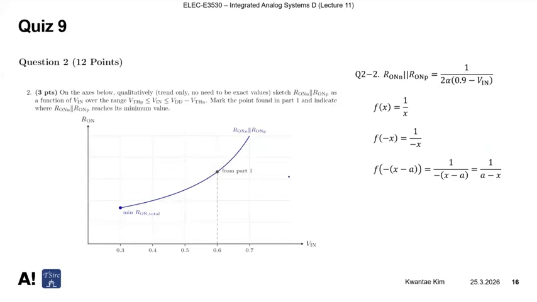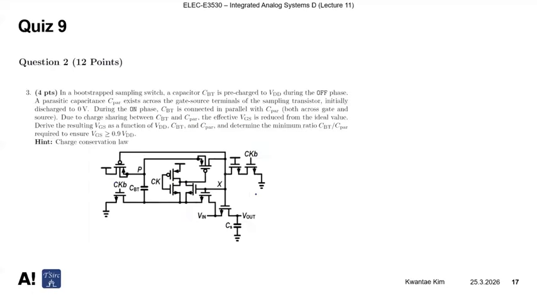So here, the parallel resistance is an increasing function, and the minimum value is definitely within this range. The minimum value is achieved at threshold voltage P. And from part 1, this is 0.6 volt, for R on N equal to R on P.